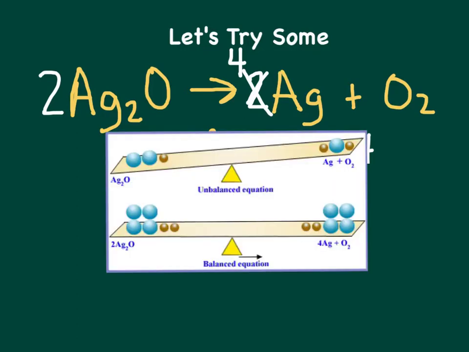And you can see from this picture right here that as we started out, we had Ag2O. These are the 2 silvers and the 1 oxygen. And on the product side, we only had 1 silver, and we had O2, or 2 oxygen atoms, right here. So that was unbalanced. But when we balanced it, we have 2 sets of Ag2O, which makes 4 total silvers and 2 oxygens. And over here now, we have 4 Ags and O2, which ends up being balanced with the same number of each type of element on each side.